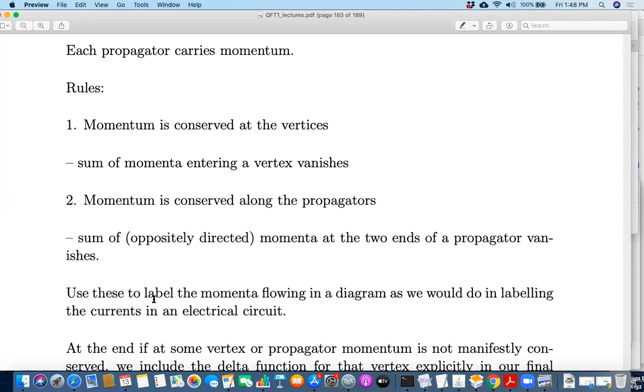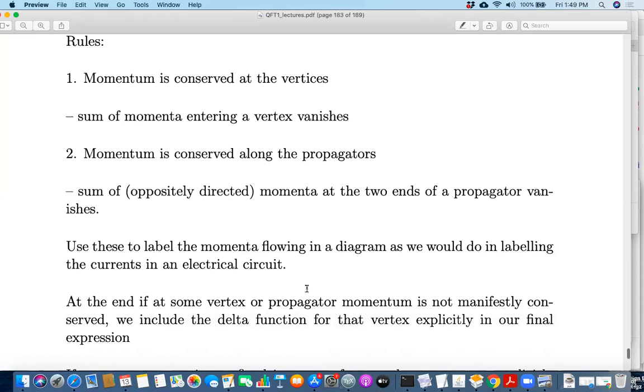And then we said that we use this to label the momentum flowing in a diagram as you do in labeling the currents in an electrical circuit. If you have an electrical circuit with, say, resistances, instead of assigning an arbitrary current on each resistance and then applying the current conservation at every junction, we normally use the current conservation already while labeling the currents. The same thing we will do to label the momenta that flow in a diagram.